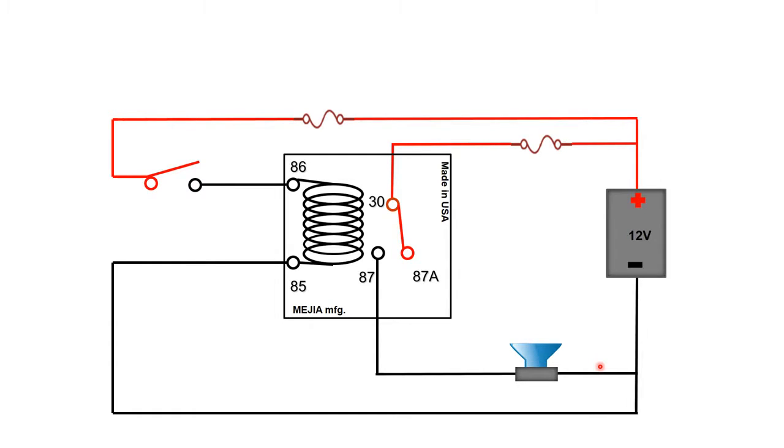In operation, the coil creates a magnetic field that pulls this magnetic switch close to 87. When power is removed, the magnetic field collapses and the switch is returned to 87A through a little internal spring.